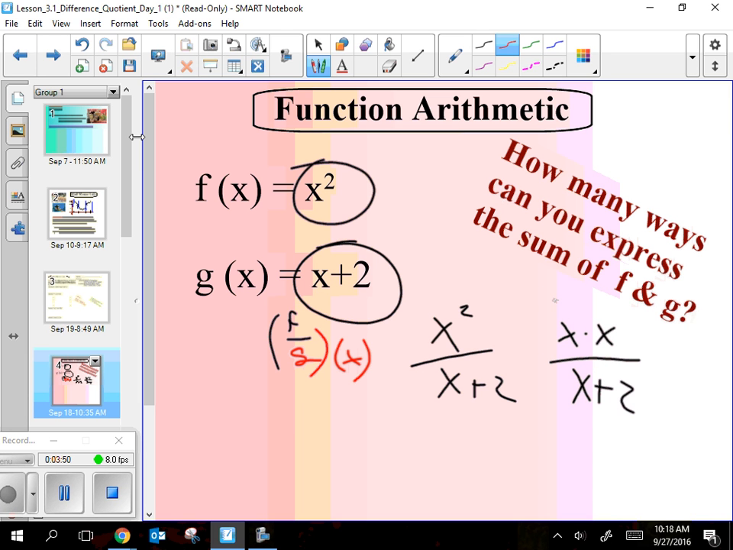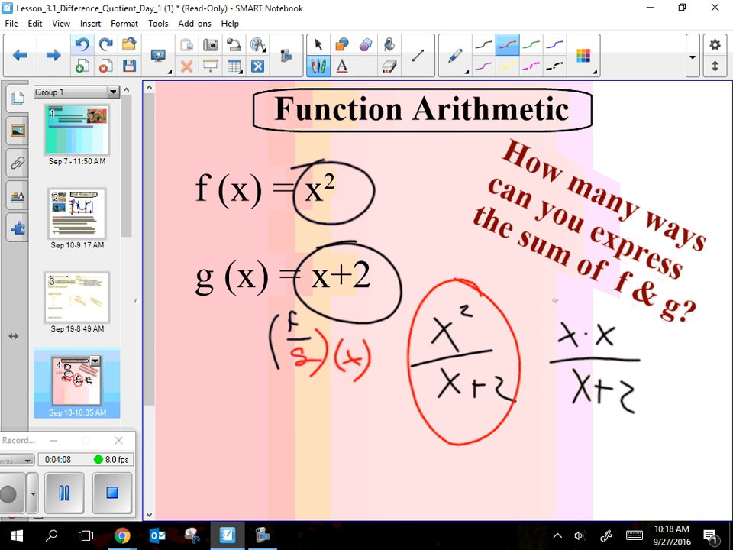So can you cancel? Can or can't you cancel? No, you can't. Can't do that because this one's being added. They have to both be multiply problems for that to work. All right. So this one, bottom line then, can't be simplified, so that's the answer.